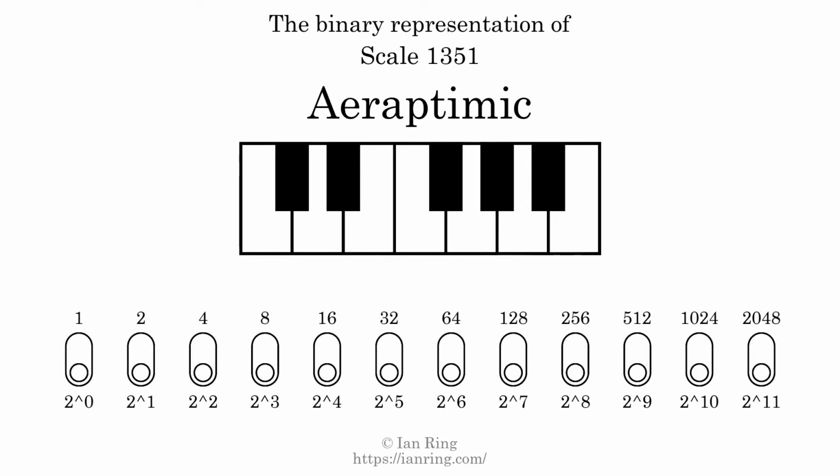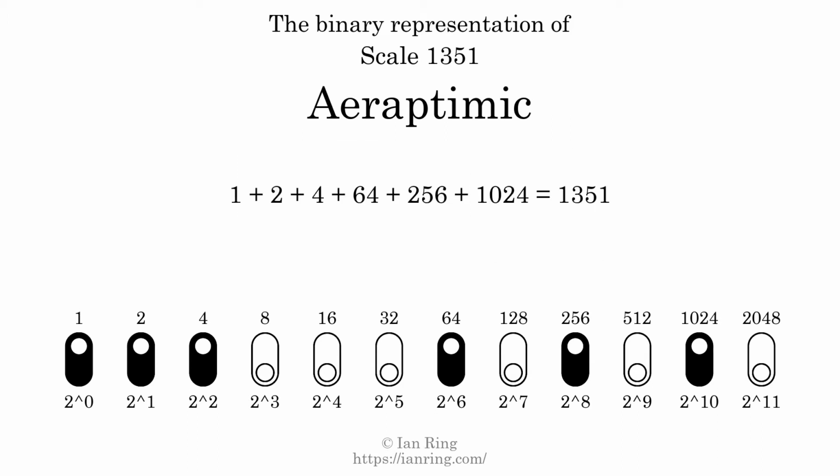The binary representation of this scale is determined by mapping tones of the scale to binary digits. Each binary digit represents a power of 2. To get the scale number, we add the powers of 2 together. The powers of 2 that are present in the scale, all added together, equals 1351. That is why the scale number, in decimal, is 1351.